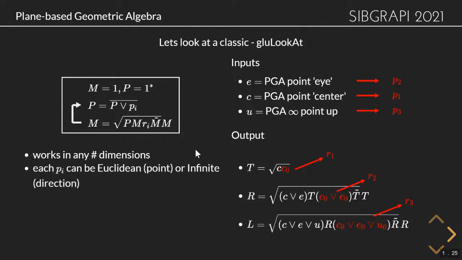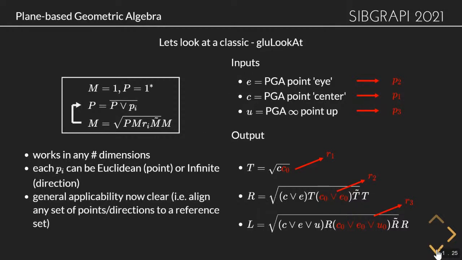And on top of the fact that it now works in any number of dimensions, all of these guys can also be either Euclidean points or infinite points. So the GLU version explicitly requires the I point to be given as a Euclidean point and the up vector to be given as a pure vector. But our version, you can actually pick. You could give the up vector as a Euclidean point or the I as a direction and so on. So you can mix and match as much as you want.